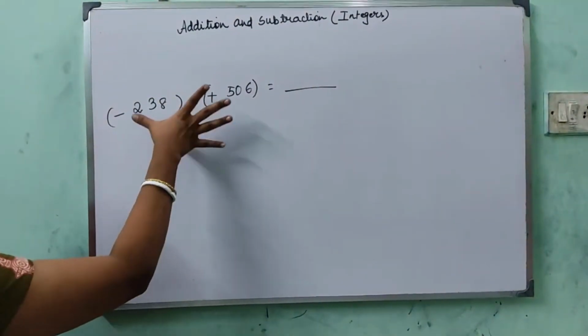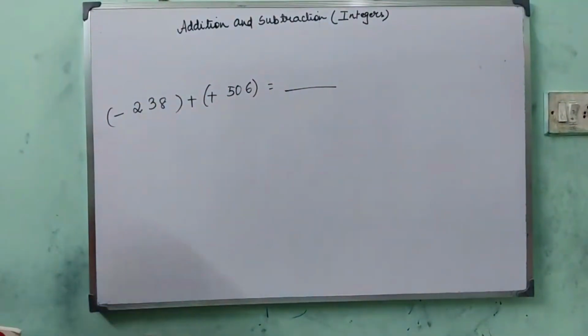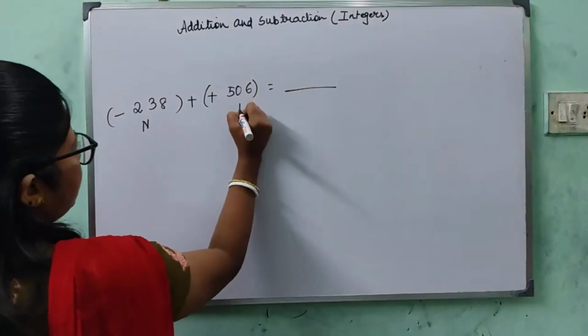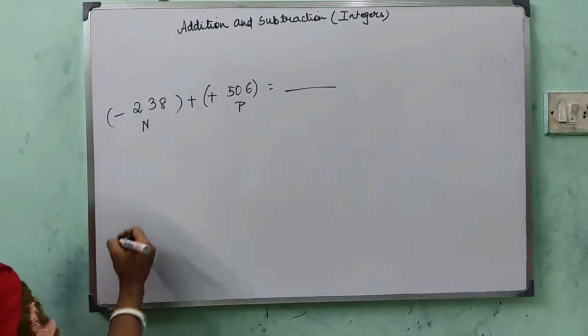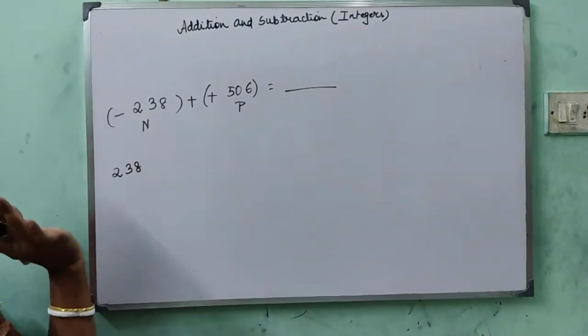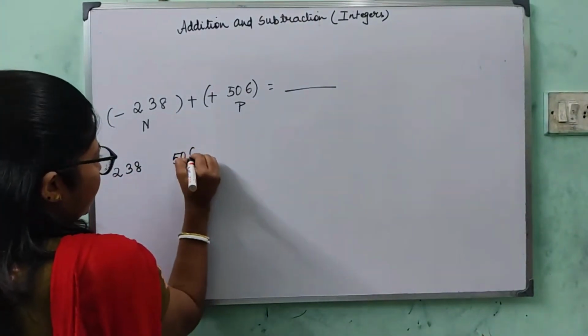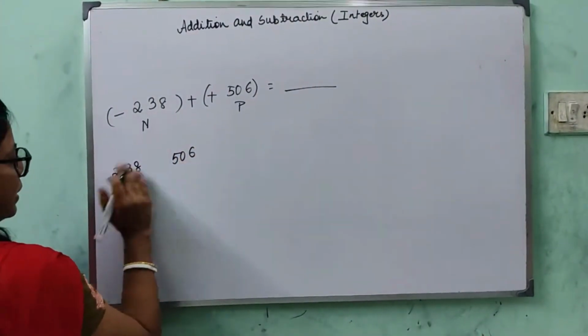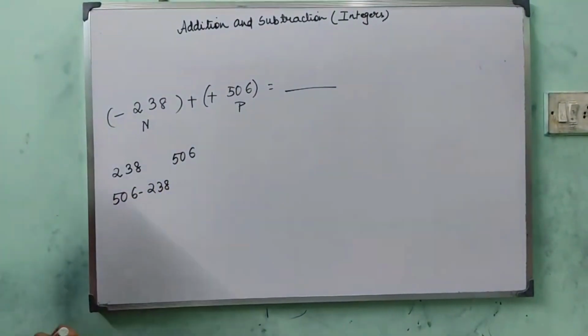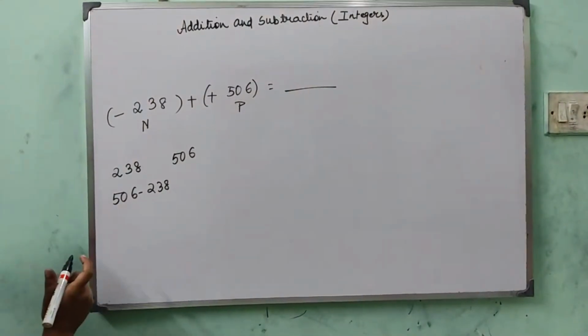By now you might have already started solving, or some of you have already solved the sum. So I can see this is the negative integer, this is a positive integer. So what is the rule I will use? I will just bring out the two numbers. 238 is one number, 506 is the other number. So subtract them, that is 506 minus 238. If I subtract 506 and 238, I get 268.